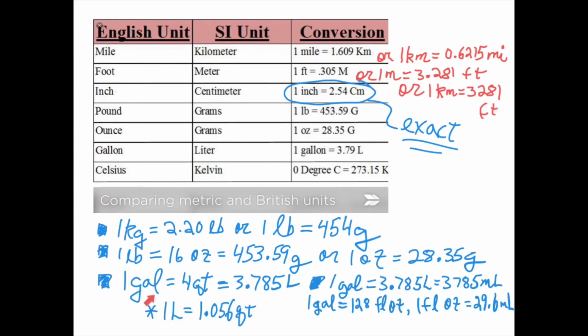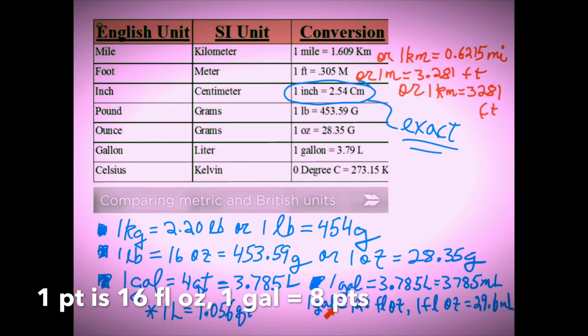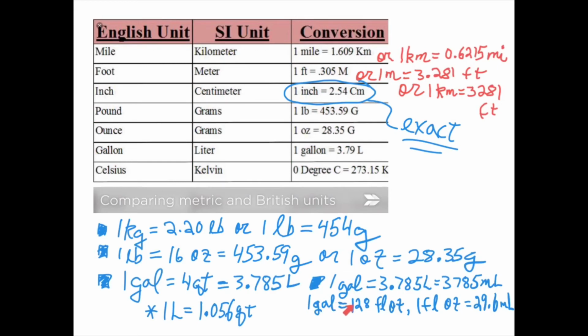1 gallon is exactly 4 quarts. A liter is a big quart. A liter is 1.056 quarts to 4 significant figures. Therefore, 1 gallon is 4 quarts, or 3.785 liters to 4 significant figures. 1 gallon is also 3.785 liters, which becomes 3785 milliliters. A gallon is 8 pints, and 1 pint is 16 fluid ounces. 8 times 16 is 128 fluid ounces per gallon. Dividing, we get that 1 fluid ounce is 29.6 milliliters to 3 significant figures.